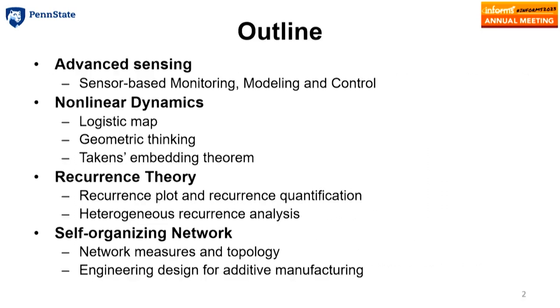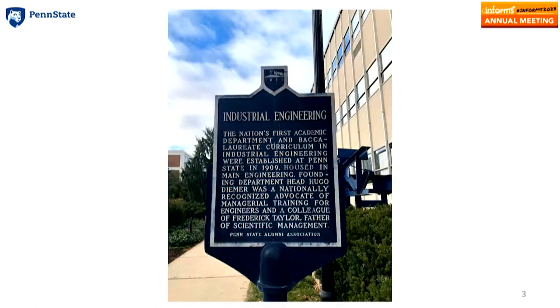So this is the outline of today's tutorial talk. First, I'm going to talk about advanced sensing and how it is related to industrial engineering, and also how to go from sensor to process monitoring, process modeling, and process control. Then I will dive into nonlinear dynamics, the logistic map, geometric thinking, and Takens' embedding theory. After that, I'm going to talk about recurrence theory and also self-organizing networks. And in the end, I will conclude this tutorial.